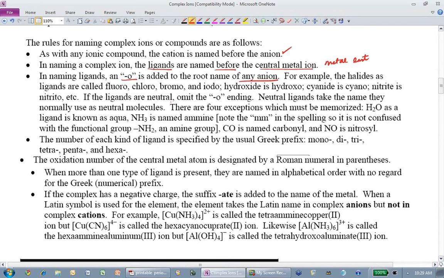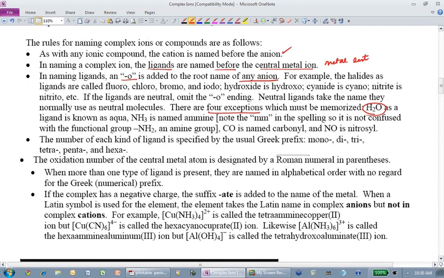If the ligands are neutral, then we omit the o ending. And you don't have to worry about more than 2 neutral ligands. That's going to be water, which is going to be aqua, and the ammonia we just talked about, which is amine. So neutral ligands take the name they normally use as neutral molecules, but there are 4 exceptions which you must memorize. Really 2.